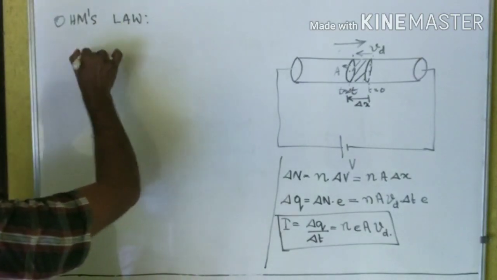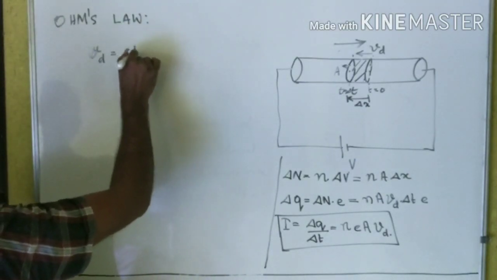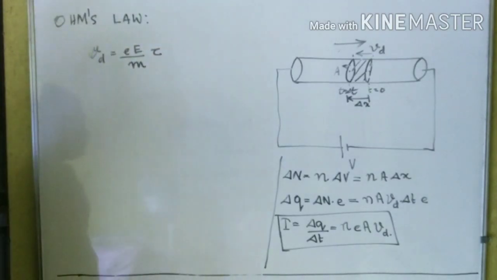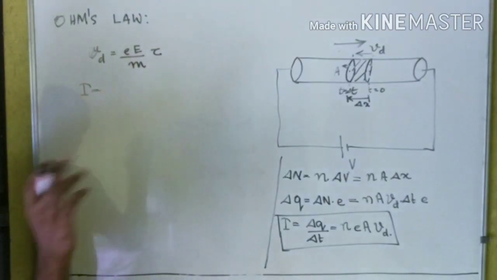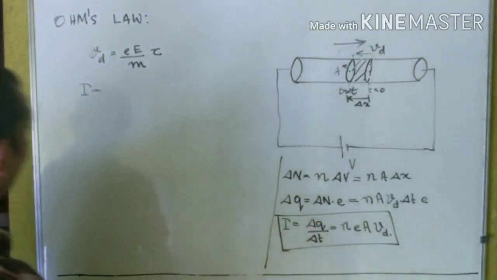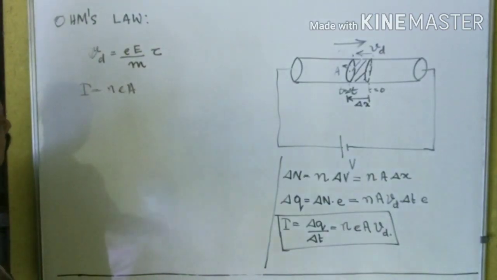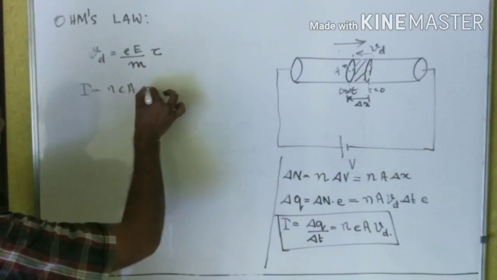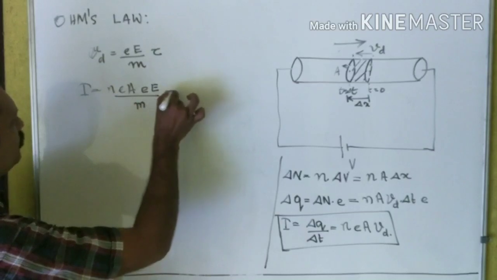So we have Vd is equal to eE by m into tau. This is the magnitude of the drift speed. Now I can write electric current I is equal to, substituting for Vd, nEA into Vd, which is eE by m into tau.